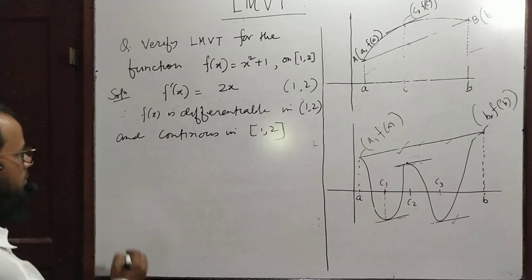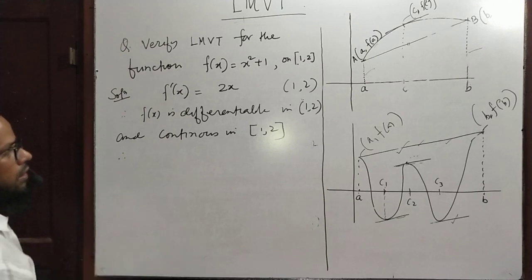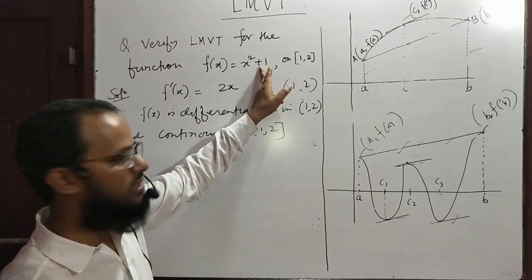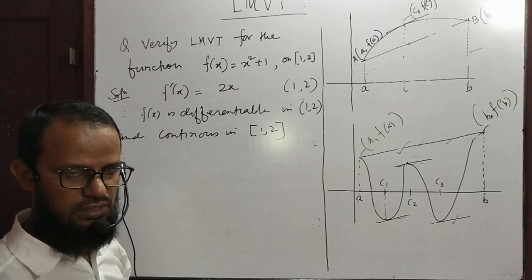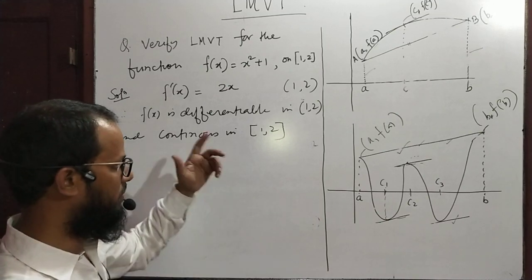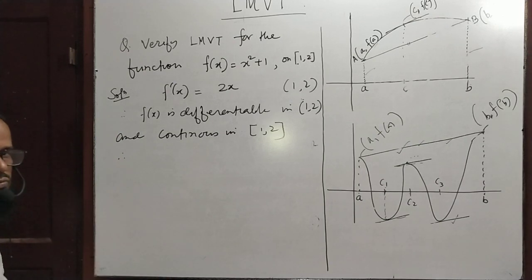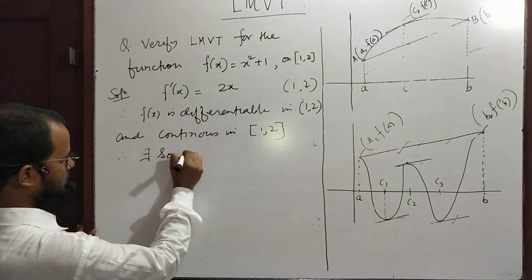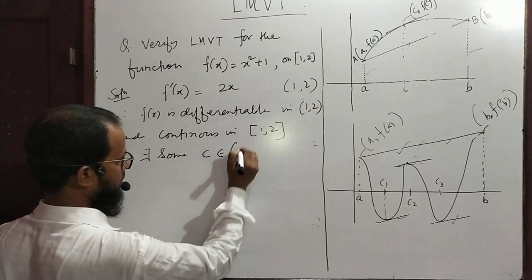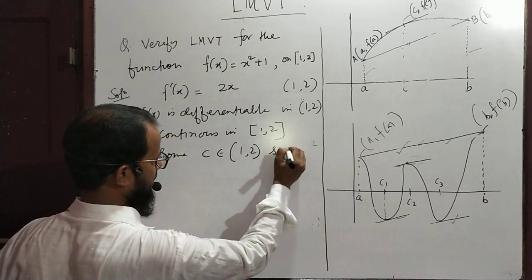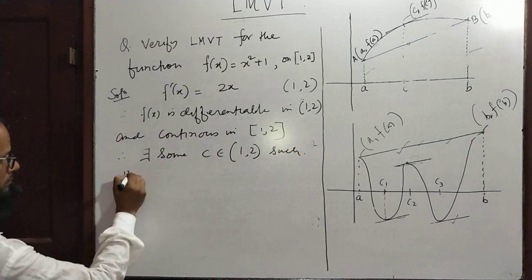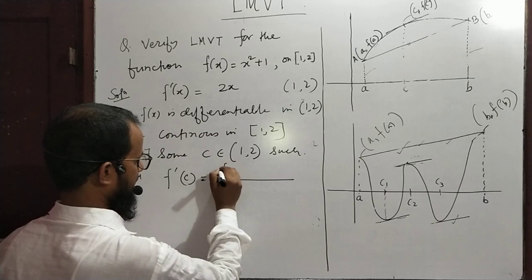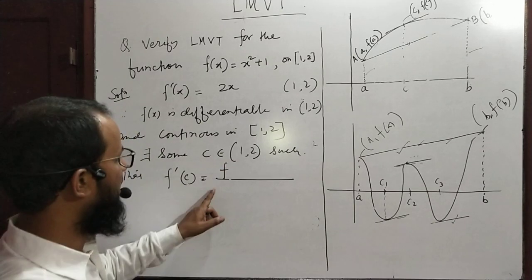Also you see f(1) is not equal to f(2). f(1) is equal to 2, and f(2) equal to 5. So it does not satisfy the condition of Rolle's theorem. So you have to apply the mean value theorem here, Lagrange's mean value theorem, LMVT. Therefore there exists some c belonging to the open interval (1, 2) such that f'(c) equals (f(b) minus f(a)) by (b minus a).